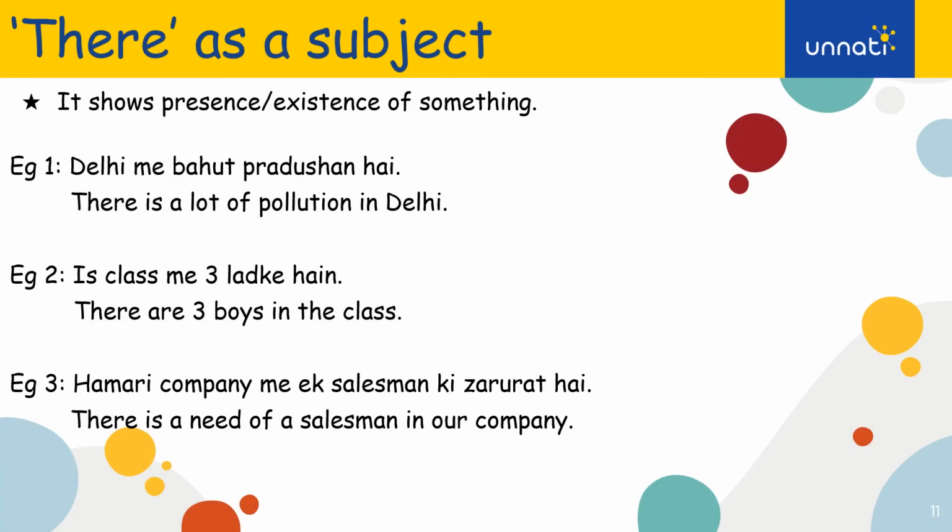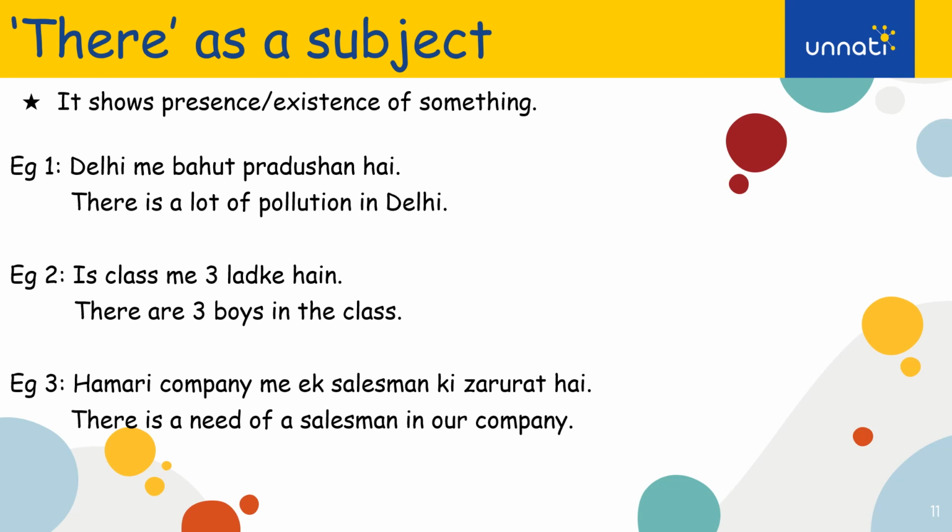So now we look at another set of rules where there is used as a subject. For example, Delhi में बहुत प्रदूषण है. There is a lot of pollution in Delhi. So there is subject here. There, and it is followed by the state of being verb. There is a lot of pollution in Delhi.